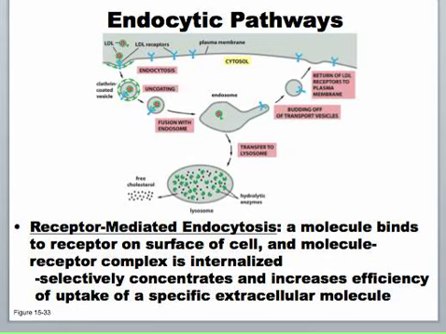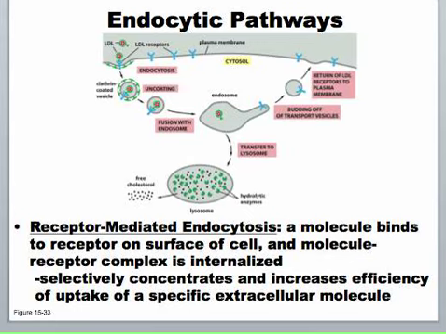Now, pinocytosis is really an indiscriminate process. So whatever is nearby can be trapped and brought into the cell. And again, this is how the cell is just sampling its extracellular environment. But it can also be a specific process. And when it is specific, we refer to it as receptor-mediated endocytosis.